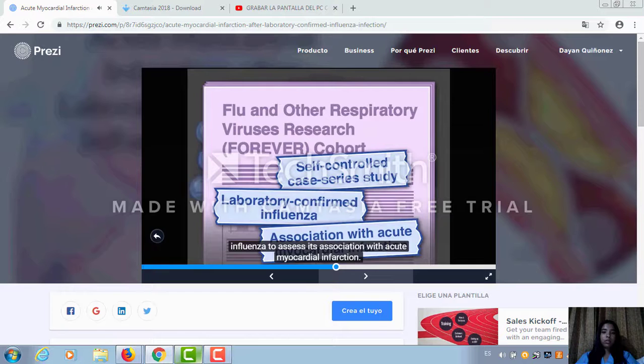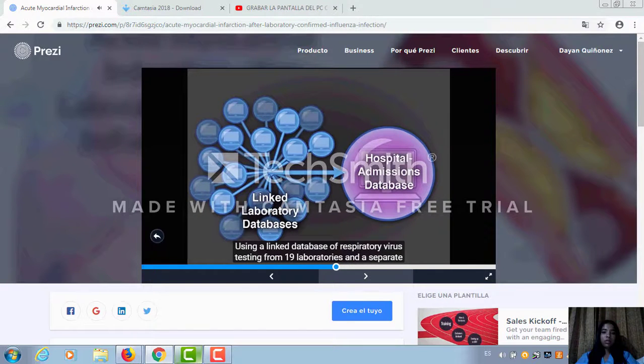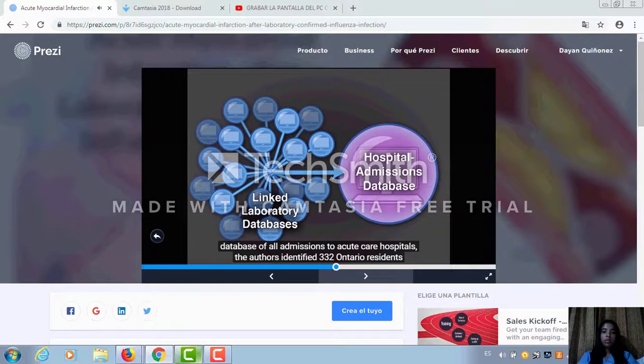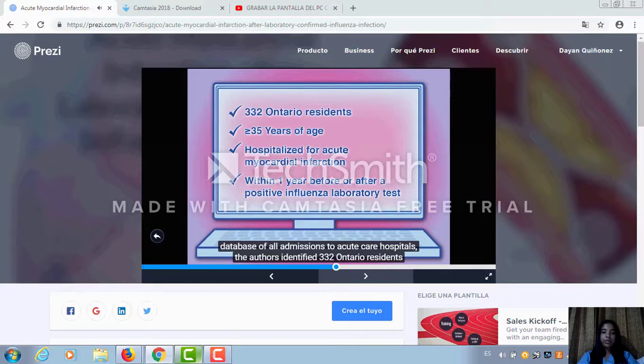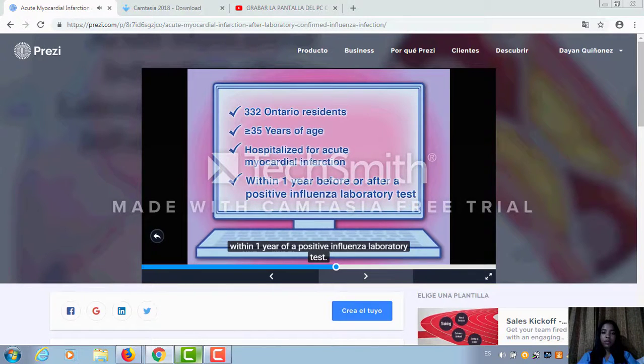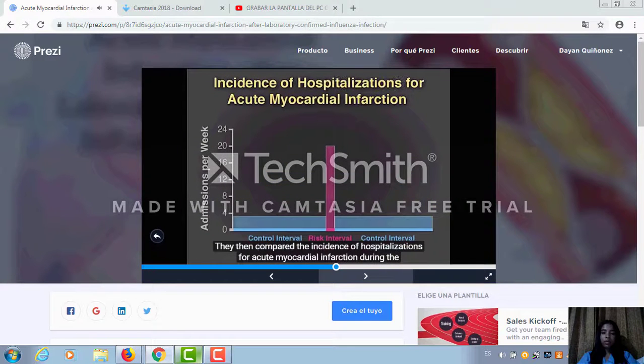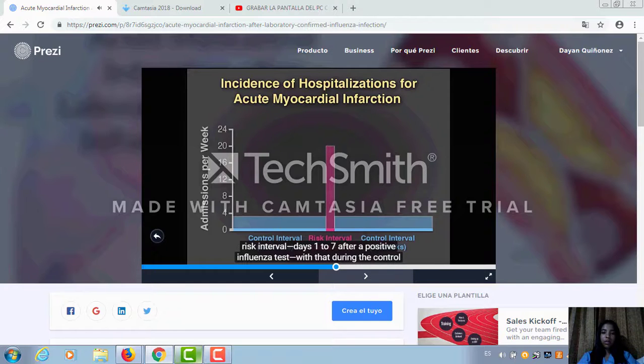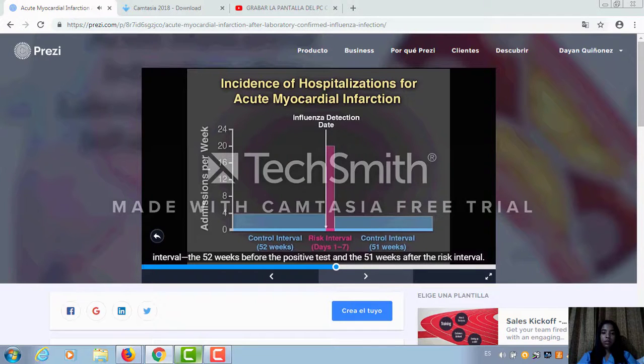myocardial infarction. Using a linked database of respiratory virus testing from 19 laboratories and a separate database of all admissions to acute care hospitals, the authors identified 332 Ontario residents who were at least 35 years of age and had been hospitalized for acute myocardial infarction within 1 year of a positive influenza laboratory test. They then compared the incidence of hospitalizations for acute myocardial infarction during the risk interval, days 1 to 7 after a positive influenza test, with that during the control interval, the 52 weeks before the positive test and the 51 weeks after the risk interval.